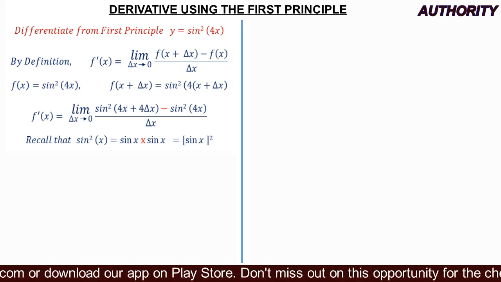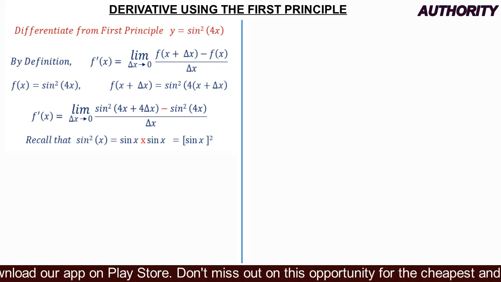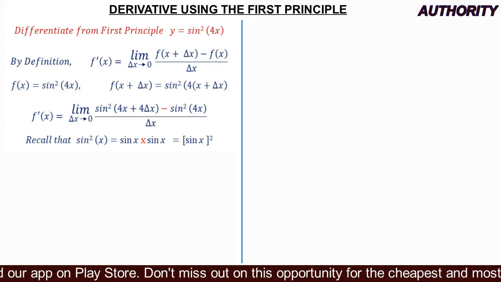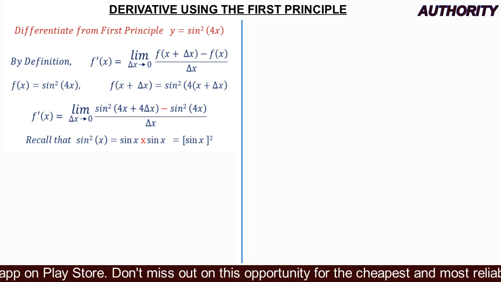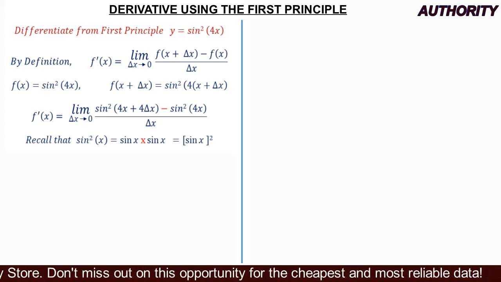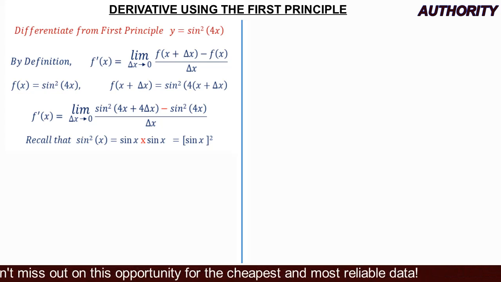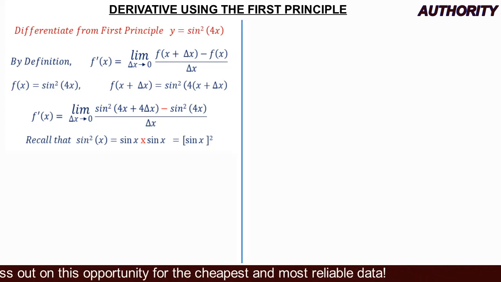So if it is the same, in this numerator where we have sin squared 4x plus 4 change in x, we can put everything, both the sin and 4x plus change in x, in a bracket raised to the power of 2, and then sin 4x, everything raised to the power of 2 also.